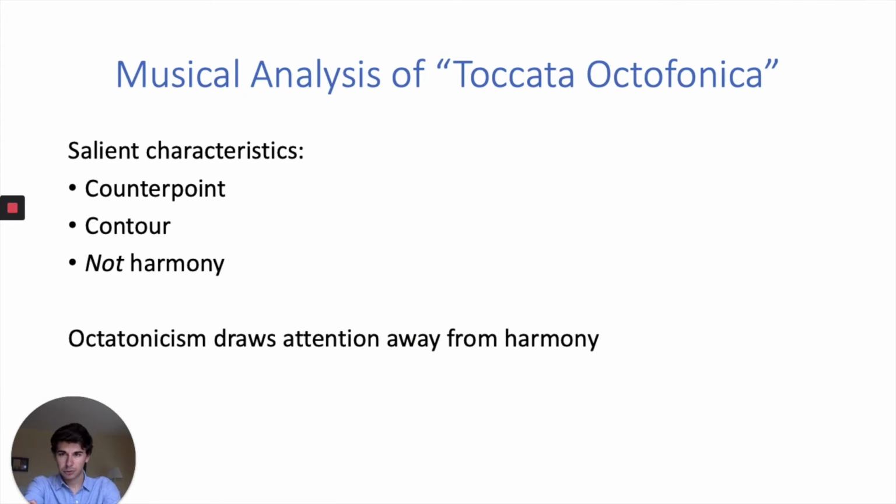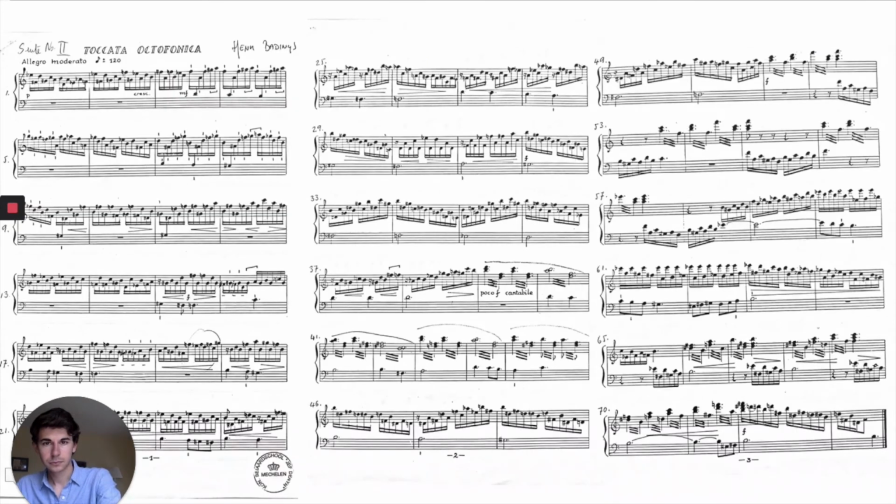So we're going to look at the score in just a second, but a preview here is, as I said, he's really not interested in saying that much about harmony. He uses the octatonic scale as a constant flowing 16th note texture. On top of that, he builds really interesting counterpoints and contours. So here's the score.